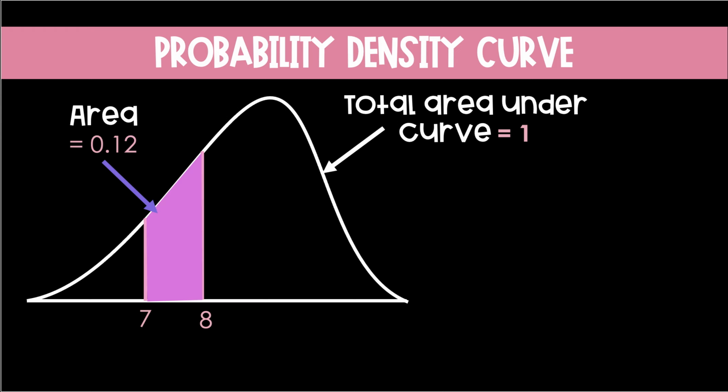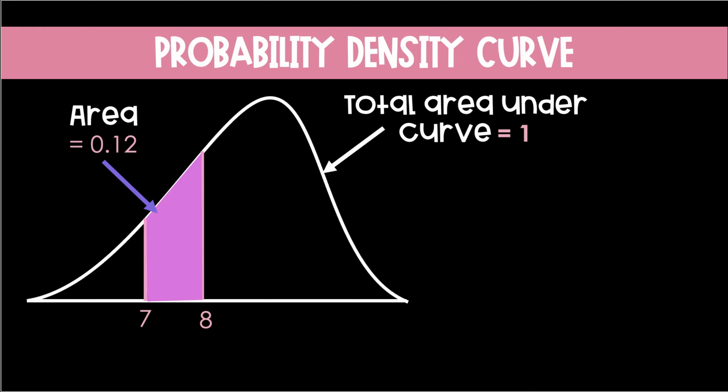Using the same curve, let's try two more questions. What's the probability of the population that is not between 7 and 8? Now I want the rest. I want this portion or this area under the curve. I want whatever's after 8 and whatever's before 7.